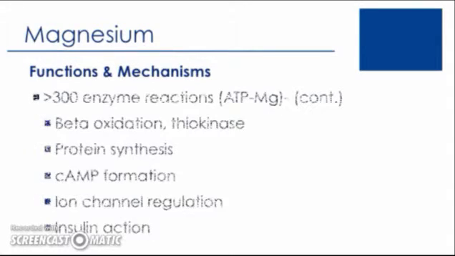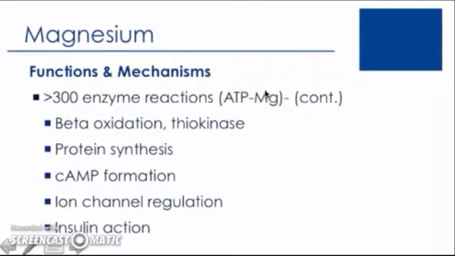We see here other enzyme reactions. We see processes involved in beta oxidation, protein synthesis, cyclic AMP formation, ion channel regulation, insulin action. This is just a few of the processes where we see reactions that involve the formation of the ATP magnesium complex.